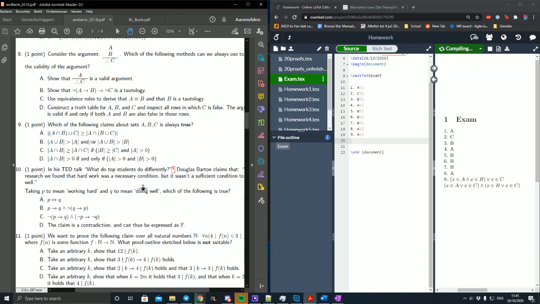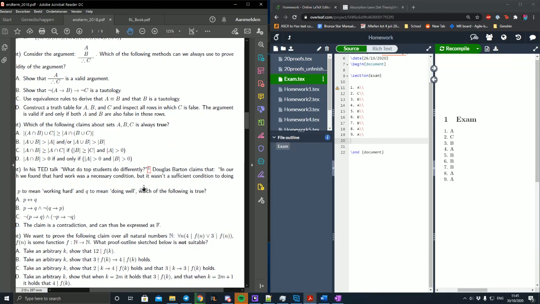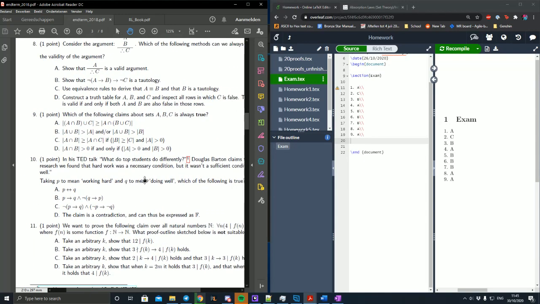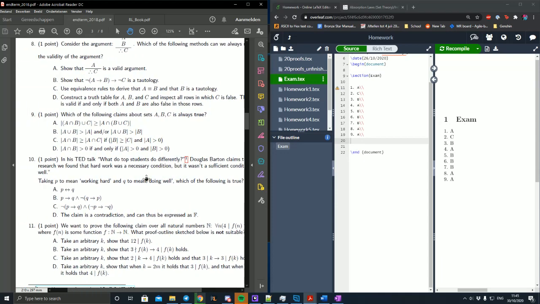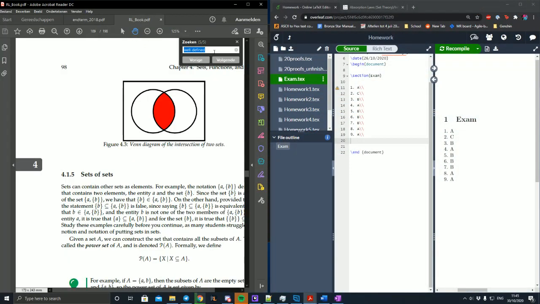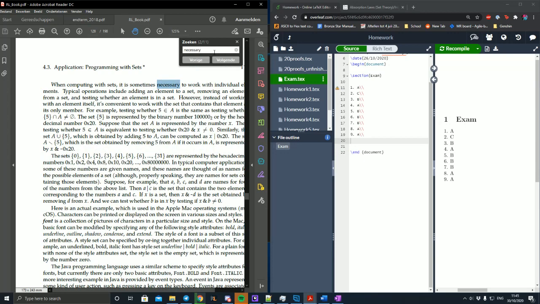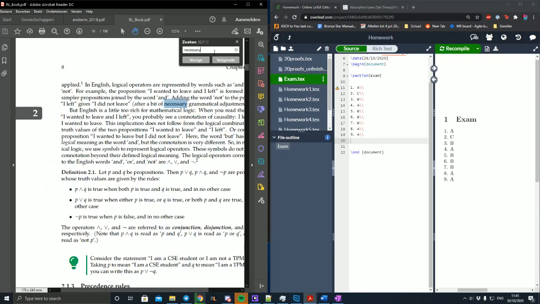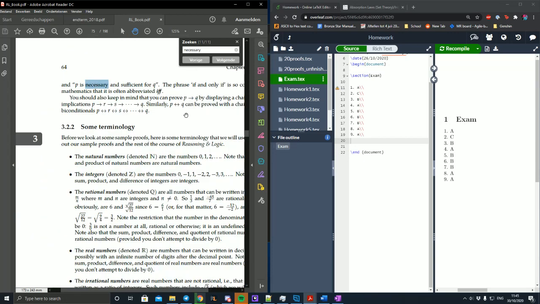True. Okay. In his TED talk, What Do Top Students Do Differently, Douglas Barton claims that in our research we found that hard work was a necessary condition, but it wasn't a sufficient condition to doing well. Working hard, doing well, which of the following is true? Well, then we open our RNL book. We go for necessary, page 12. Necessary is the one on the right.